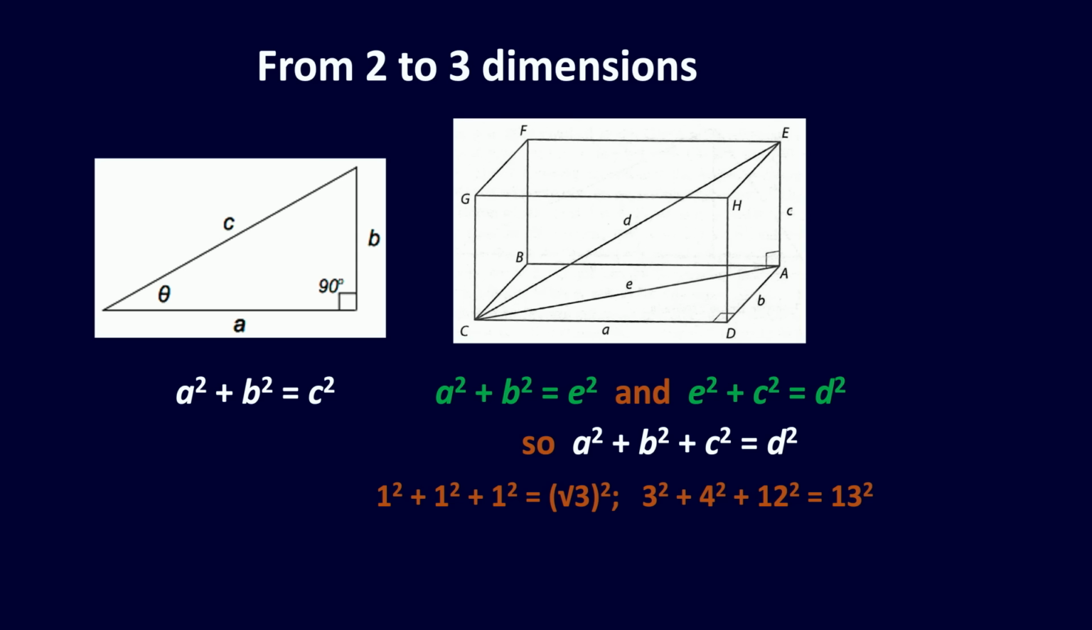How can we generalize the Pythagorean theorem concerning right angles in the plane? Can we extend it to 3 dimensions? Here's a rectangular box with sides A, B, C, and with a diagonal of length D.